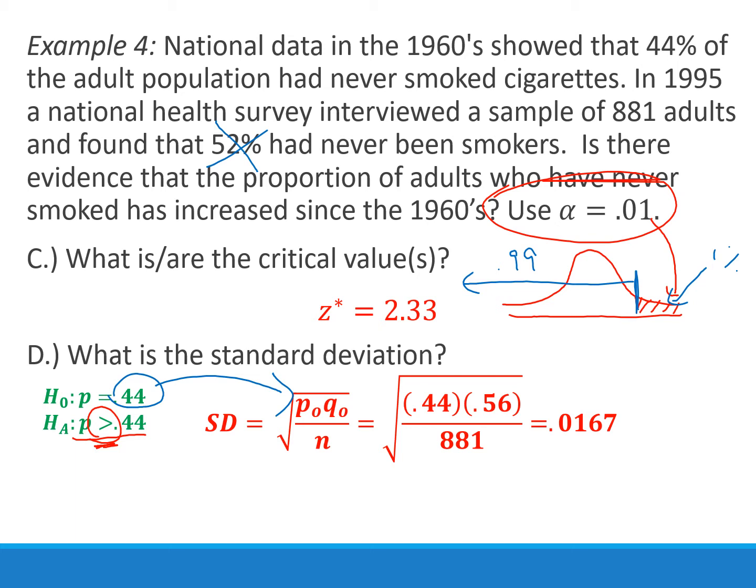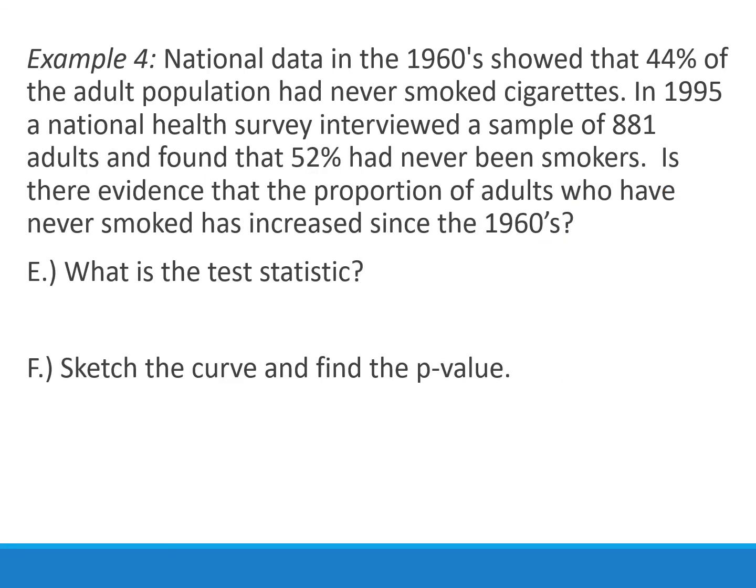So 0.44 for P, 0.56 for Q. Sample size from up here, we get a standard deviation of 0.0167. Next, we want to find a test statistic, and a test statistic is just the z-score. So the z-score is based on the null hypothesis.